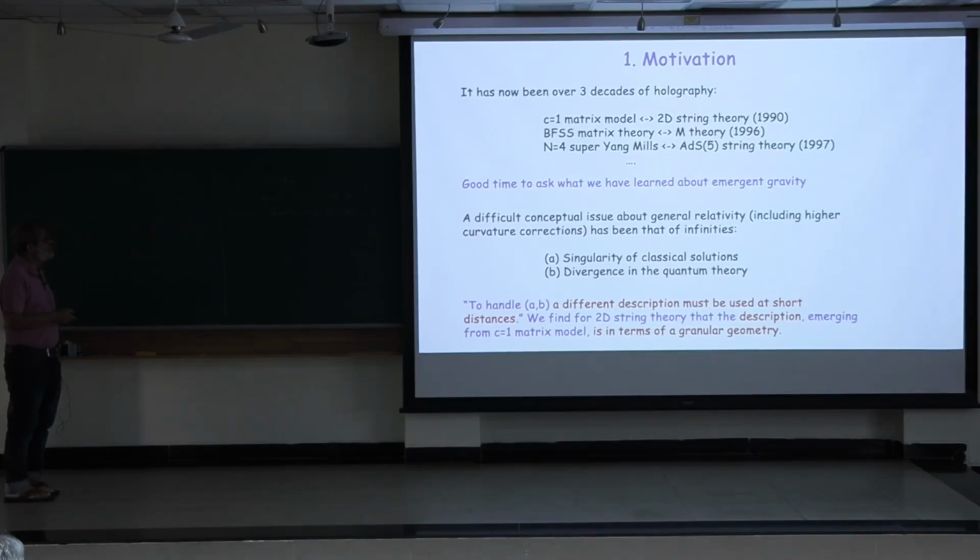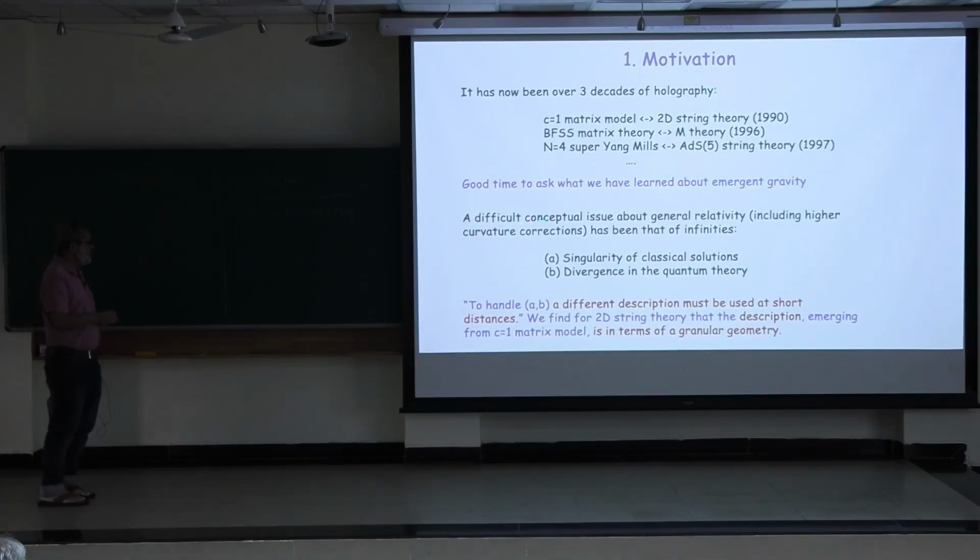These are all examples of how we can think of gravity being emergent from these sides. As you would notice, these are all matrix theories of some kind: random matrix models, matrix quantum mechanics, multiple matrices, and matrix fields.